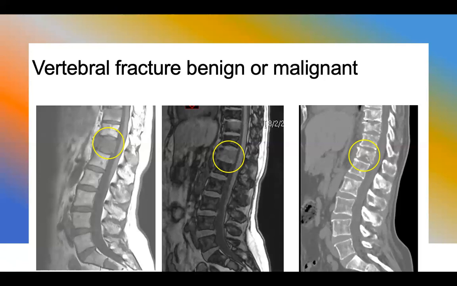That was a case which, in the long term, was proven to be multiple bone metastases from an unknown primary; we never found what caused that extensive bone marrow infiltration.